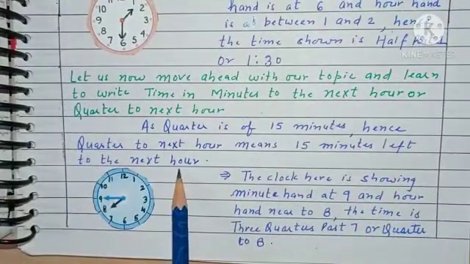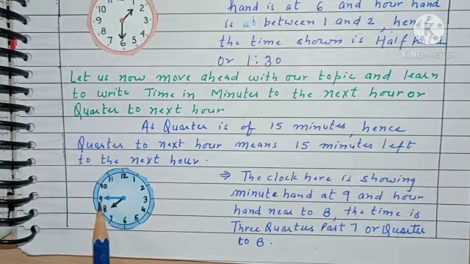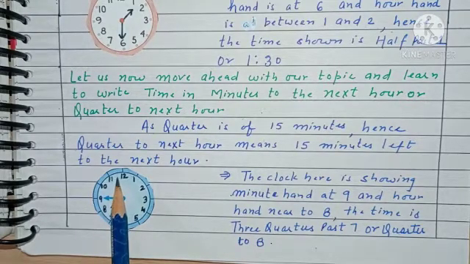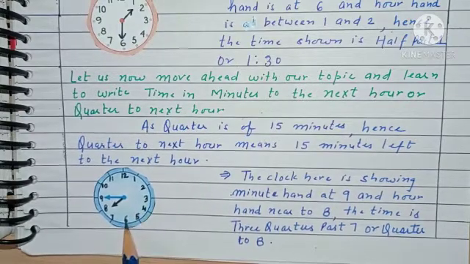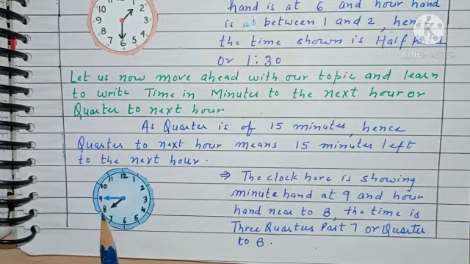hence quarter to next hour means 15 minutes left to the next hour. Students, observe the clock now. The clock here is showing the minute hand at 9 and the hour hand is just near 8. The time is 3/4 past 7 or quarter to 8. See, 3/4: 1 quarter here, 1 quarter and another quarter. So 3/4 past 7 or a quarter left to 8.